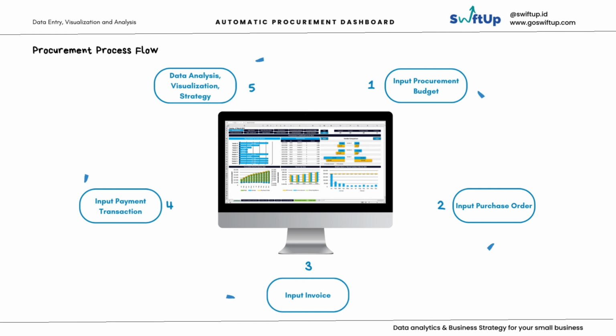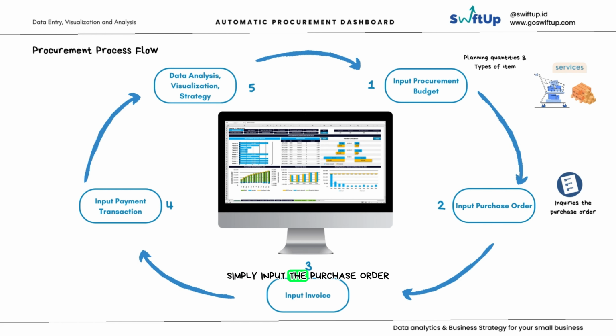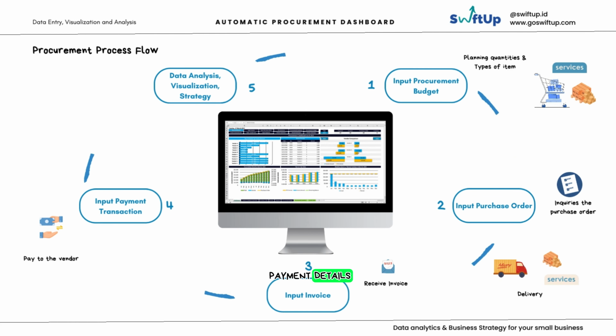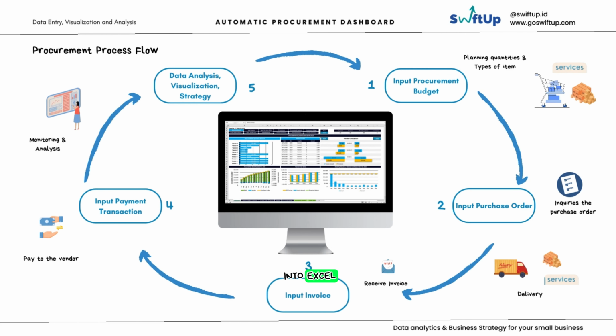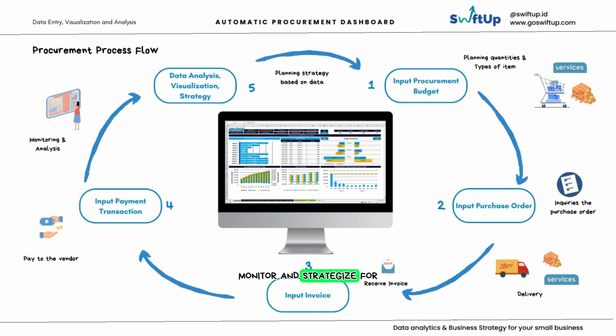For example, over the next 5 years, your business will procure various goods and services, including raw materials, services, and equipment. You can begin by planning the quantities of each procurement item. When it's time to place an order, simply input the purchase order. Upon delivery by the vendor, they will send an invoice. Just enter the invoice number and finally, record the payment details. The data you input into Excel will automatically generate graphs, enabling you to analyze, monitor, and strategize for your business.